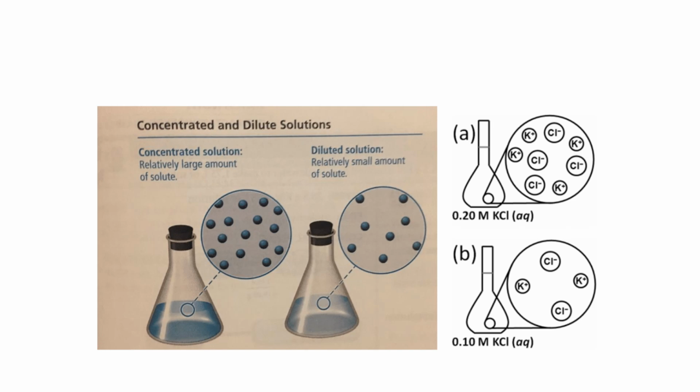So for a 0.20 molar, you have to double that. You have to be able to represent that correctly and try to get the ions relatively in the correct sizes.